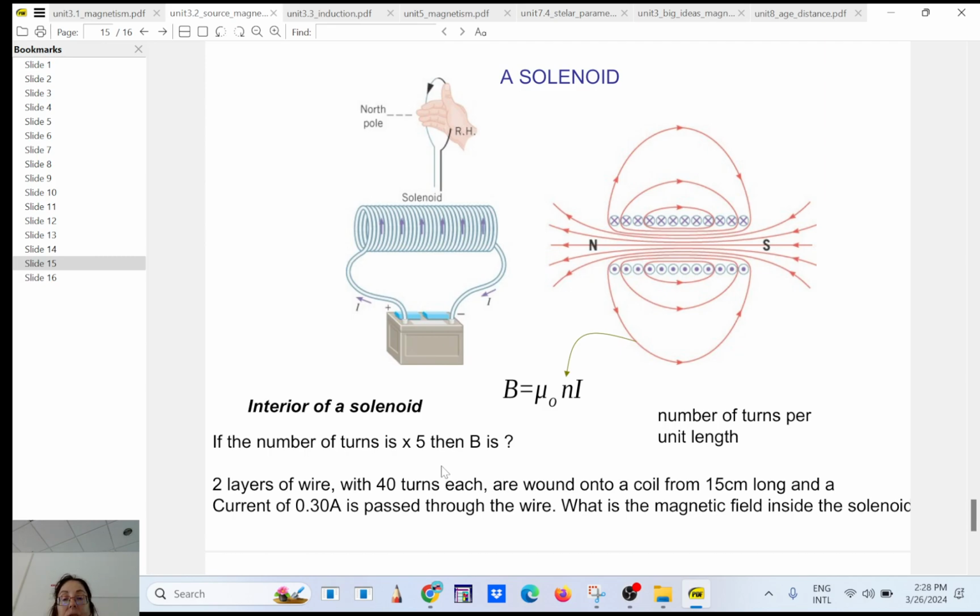Okay, so let's try to do this. You have two layers. So if you have two layers and each layer is 40 turns, that means you have 80 turns together. Is that clear?